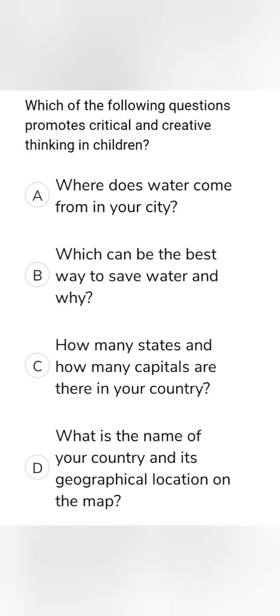Our next question is, which of the following questions promotes critical and creative thinking in children? Option number A, where does water come from in your city? Option number B, which can be the best way to save water and why? Option number C, how many states and how many capitals are there in your country? Option number D, what is the name of your country and its geographical location on the map? Option number B is right. Which can be the best way to save water and why?